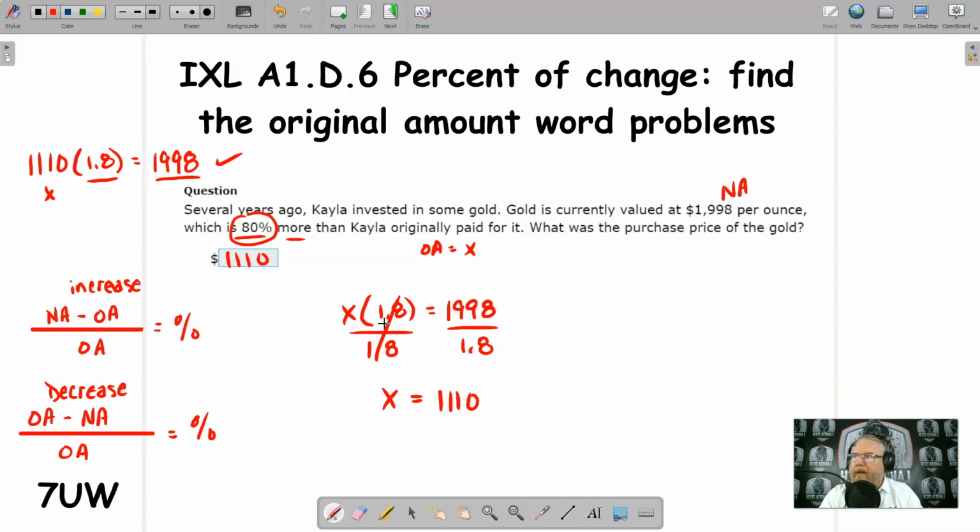Whenever all these problems here are going to be finding the original amount, anytime that we have an increase, we're going to add 100% to whatever the percentage is here, write it as a decimal, then we're going to have that unknown amount, x, times that increase equals the new amount, which we do know. And then through algebra, solve for x, which is indeed our original value.